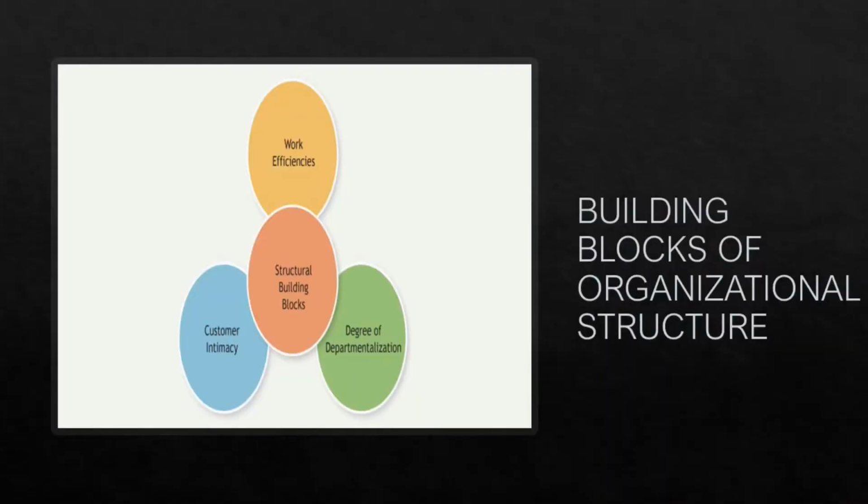That's why we have to build the organizational structure using building blocks. We recognize and study the current structure and see what the internal or external or both factors are that will affect the business structure in general. And we have 3 building blocks that will help us to design the best organizational structure: customer intimacy, work efficiency, and degree of departmentalization.